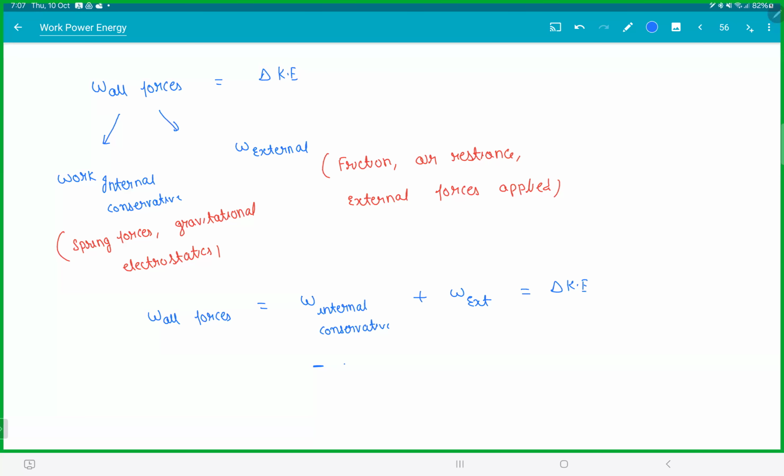But I already know this is minus delta U. The work done by external is change in kinetic energy, so send it that side. We get work done by external is change in kinetic energy plus change in potential energy. So there are three things: work done by all forces, internal conservative forces, external forces. We're talking about three different things. Have a look at this. Next page, I'll write in more detail.